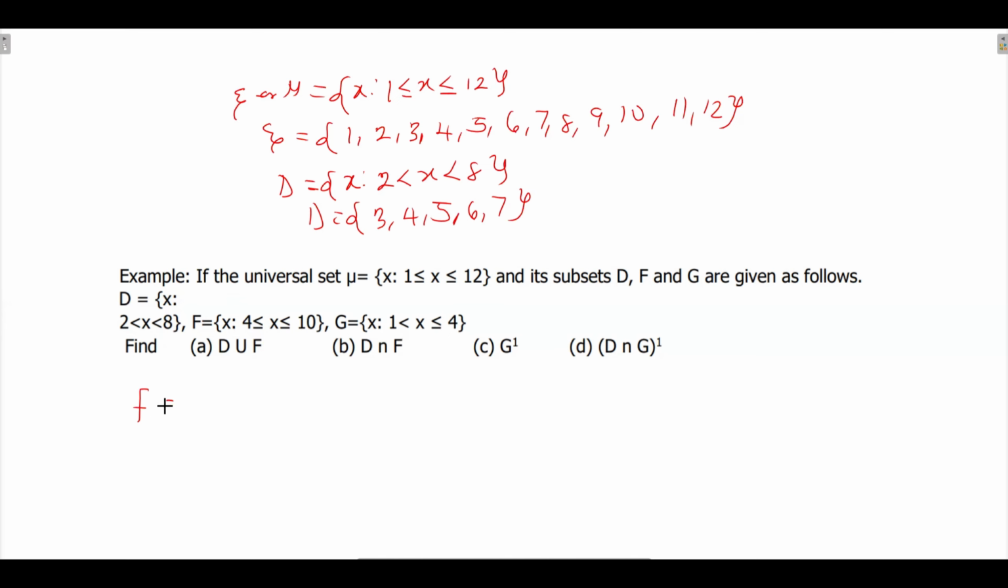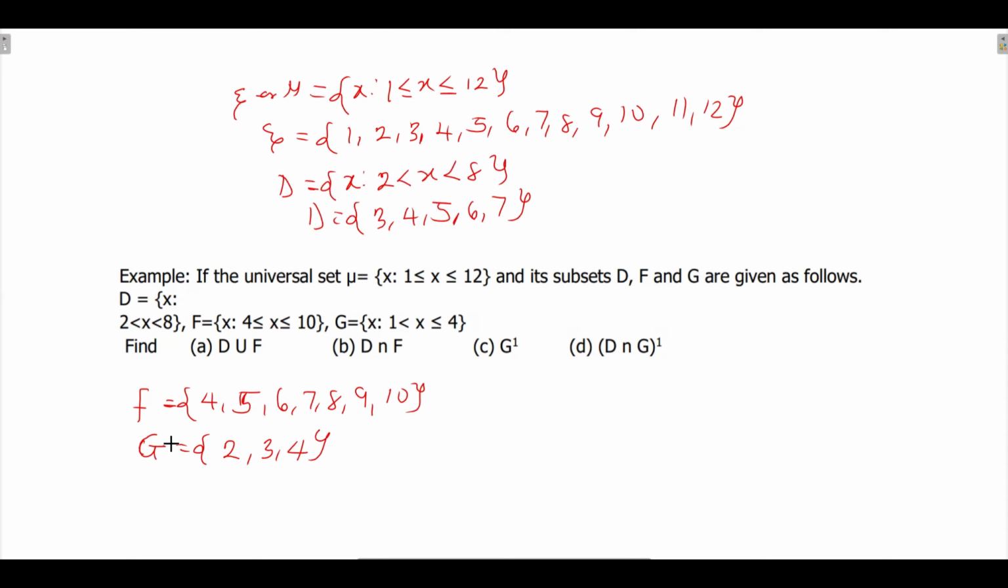Now let's check for F. 4 less than or equal to x less than or equal to 10. So this one is from 4 to 10: 4, 5, 6, 7, 8, 9, 10. And our G, 1 less than x less than or equal to 4. x is greater than 1, so start from 2, 3, 4, because it's less than or equal to 4. So those are the elements of D, F, and G.